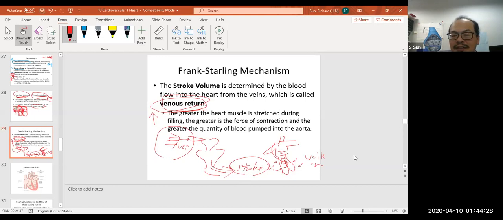And that's why, after, say, running a marathon or something, when you finish your exercise, it is recommended that you walk for a while, because you need to move your muscle in order to continue your venous return, in order to continue your blood output, like stroke volume.